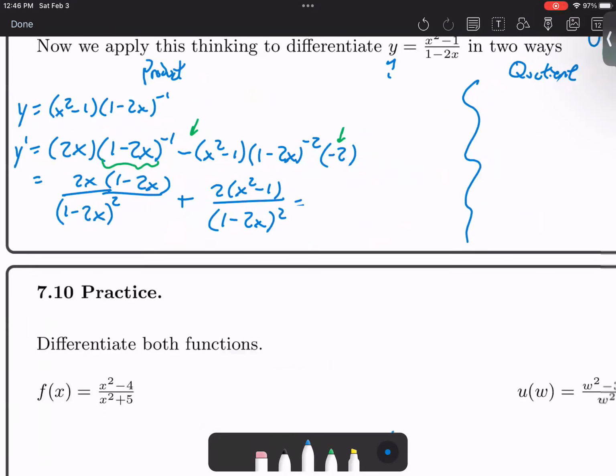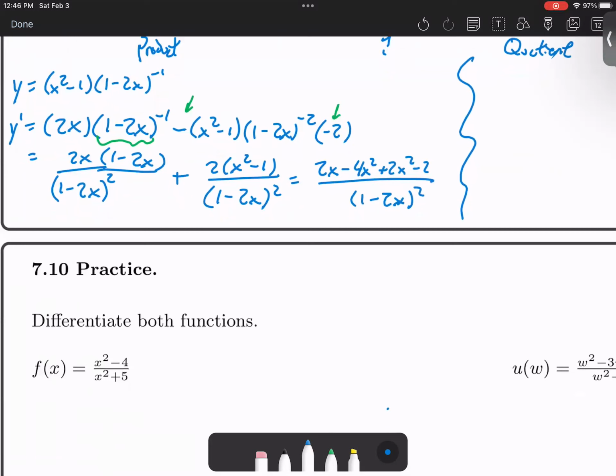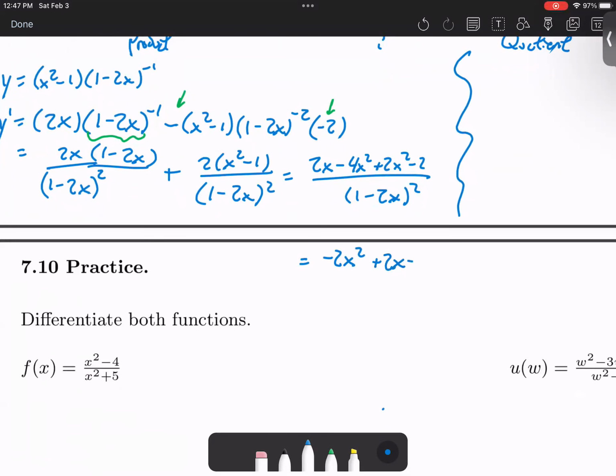All right, simplifying this, we end up at 2x minus a 4x squared plus a 2x squared minus a 2 over a 1 minus 2x squared. And we should simplify that once more. In fact, I'm going to order my terms. How many x squareds do we have? Minus 2 of them. We have a plus 2x, and we have a minus 2.